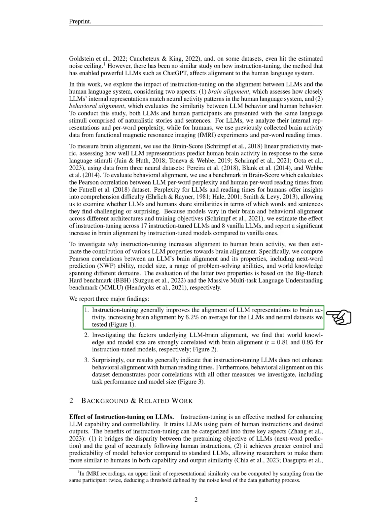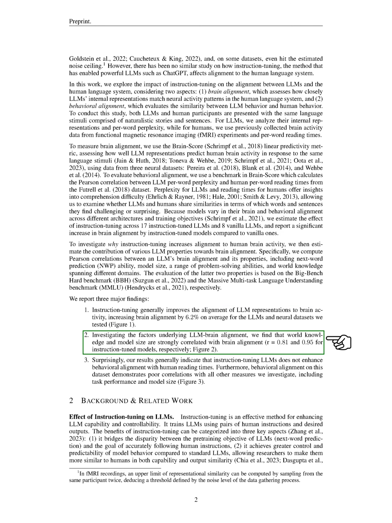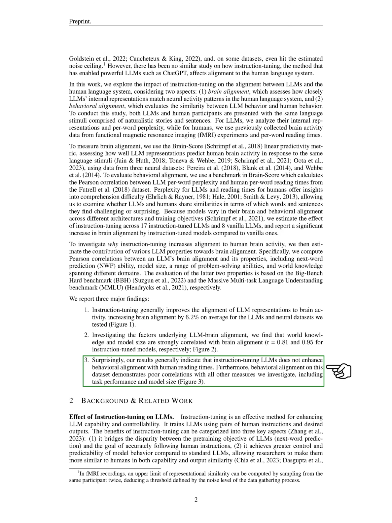Our findings show that instruction tuning generally improves the alignment of LLM representations to brain activity, increasing brain alignment by an average of 6.2% for the LLMs and neural datasets we tested. We also found that world knowledge and model size are strongly correlated with brain alignment. However, surprisingly, our results generally indicate that instruction tuning LLMs does not enhance behavioral alignment with human reading times.